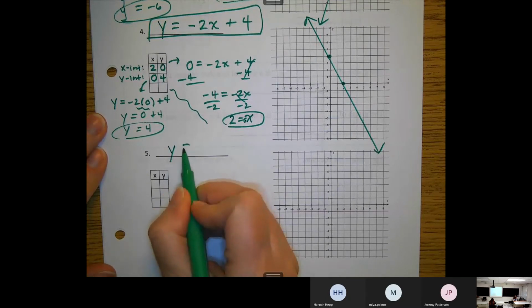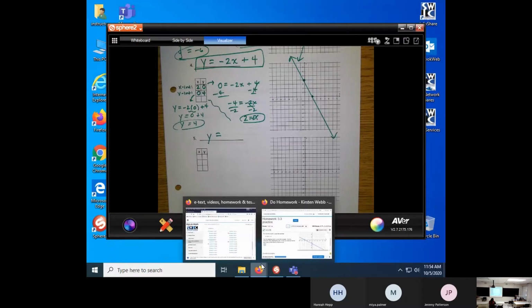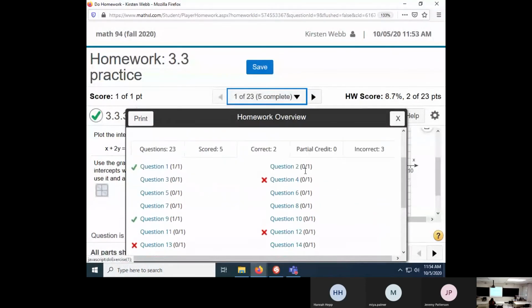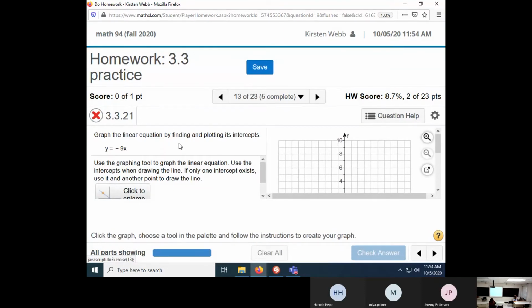I want to look at one more that starts out with y equals, because there's something on homework that we need a little trick up our sleeves to get bigger. Let me bring it up and we'll try it for number 5. Where it says number 5, let's write down y equals -9x. Same instructions. We're trying to find the intercepts and use them to plot or graph the linear equation.